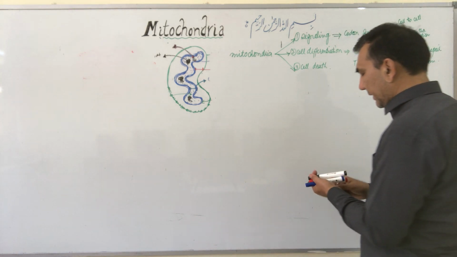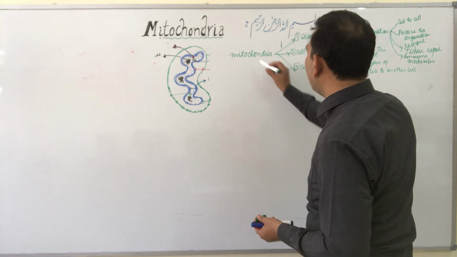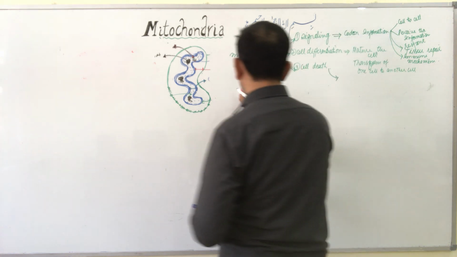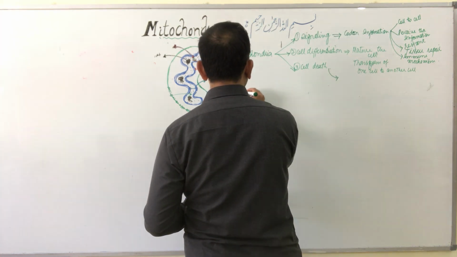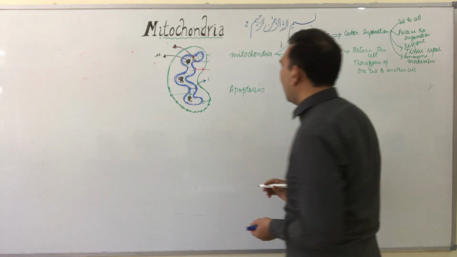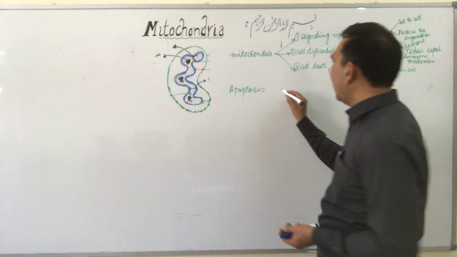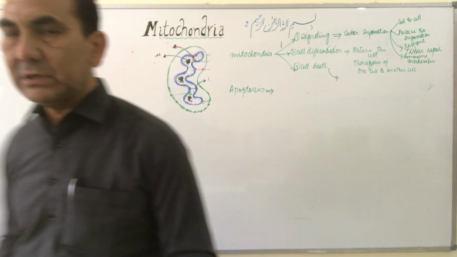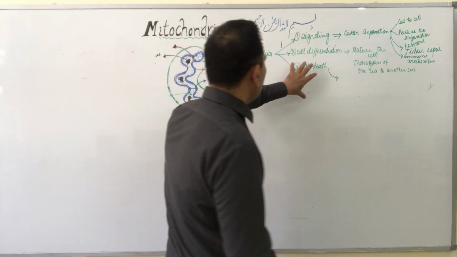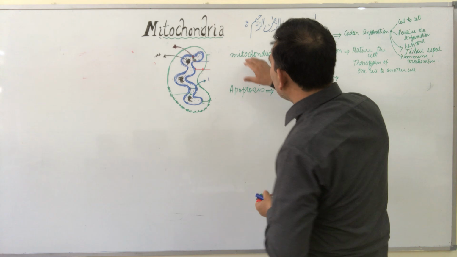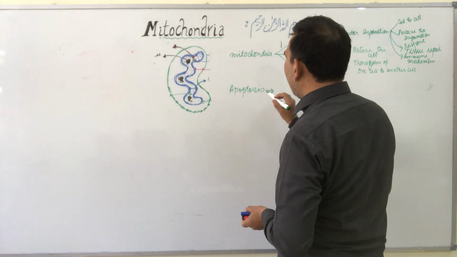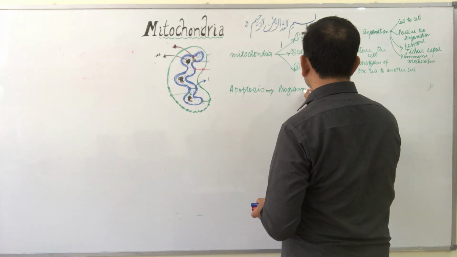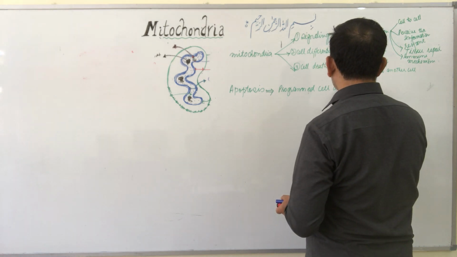Now the last function of the mitochondria is cell death. The cell death mechanism is called apoptosis. Apoptosis is the cell death mechanism which is controlled by the mitochondria, and this apoptosis is programmed cell death. It is called programmed cell death.